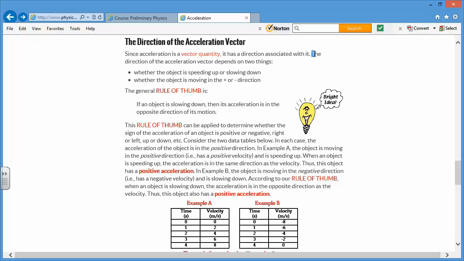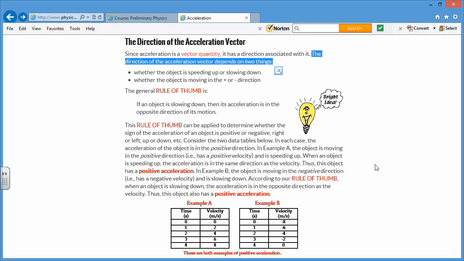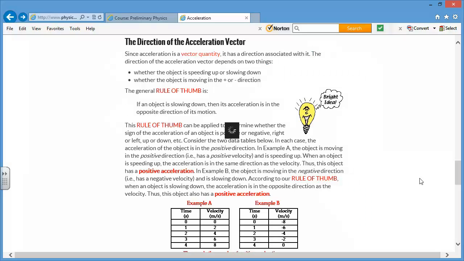So the direction of acceleration depends on two things: whether the object is speeding up or slowing down, and whether the object is moving in the positive or negative direction. This rule of thumb is useful. If an object is slowing down, then its acceleration is in the opposite direction of its motion. Alternatively, we could say if an object is speeding up, then its acceleration is in the same direction of its motion.